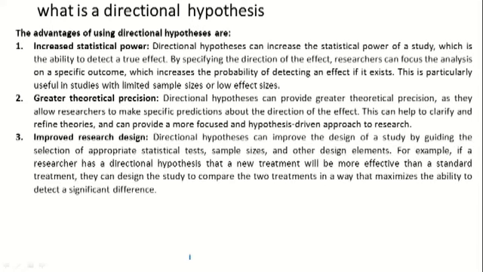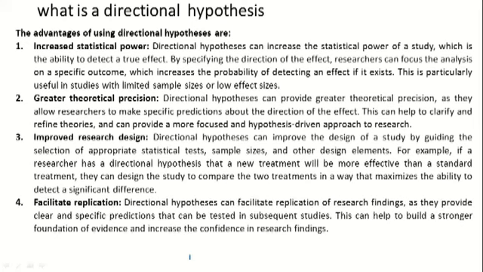Number 3, improved research design. Directional hypothesis can improve the design of the study by guiding the selection of the appropriate statistical tests, sample sizes, and other design elements. For example, if a researcher has a directional hypothesis that a new treatment will be more effective than a standard treatment, they can design the study to compare the two treatments in a way that maximizes the ability to detect a significant difference.